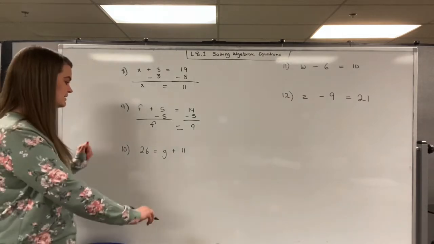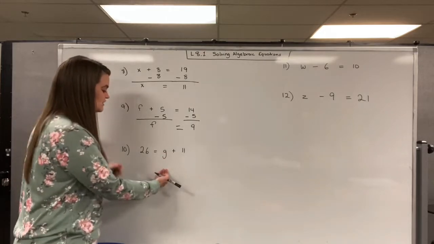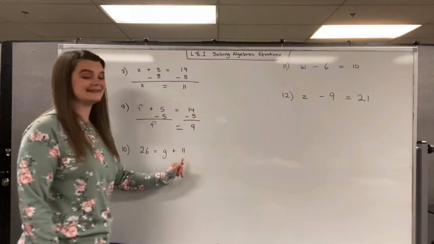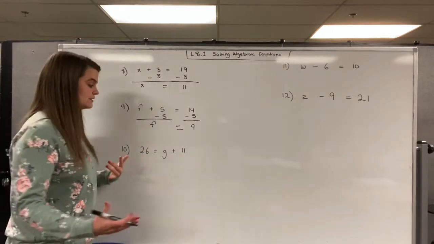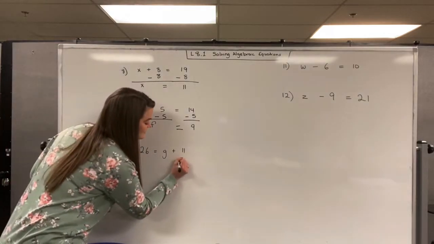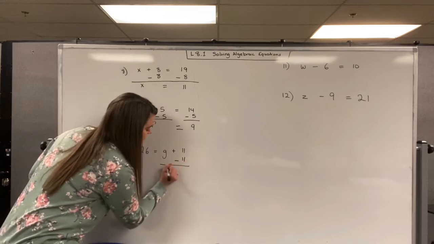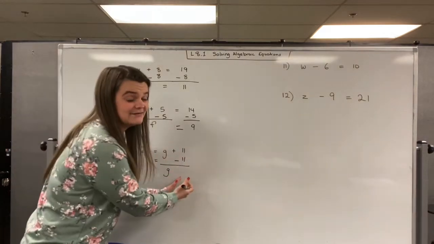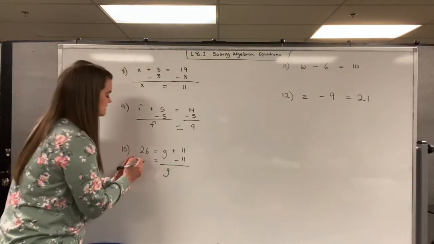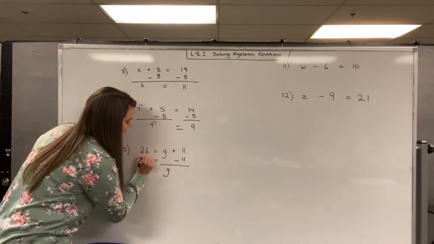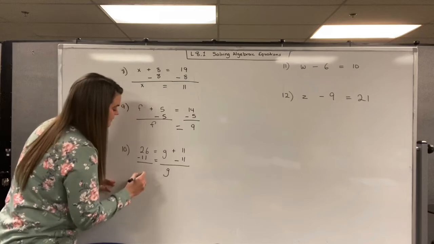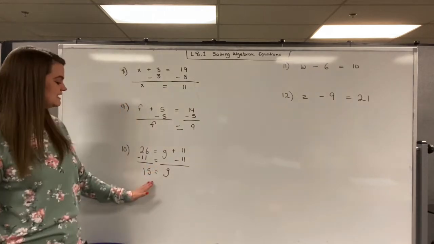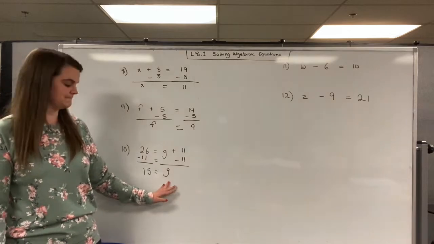All right, here we go. We need to get g by itself. We're adding 11 to g, so really we want to add 0 to g. So in order to get down to 0 from 11, we're gonna subtract 11, and that gets us to g. If we do it to this side of the equation, we also must do it to this side of the equation. So we're going to subtract 11 over here, and that gets us down to 15. And so we have 15 equals g.